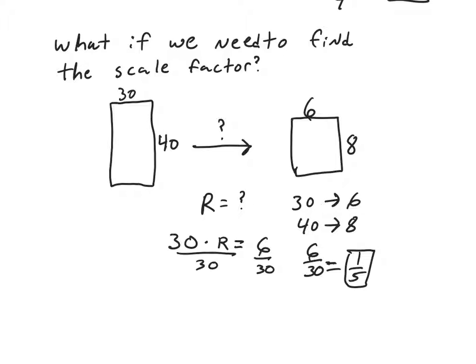Let's try it with the 40 and the 8, to make sure that we did it right. We're going to do 40 times r is equal to 8. Divide both sides by 40. And 8 over 40 is also 1/5. You should get the same scale factor for all the sides.